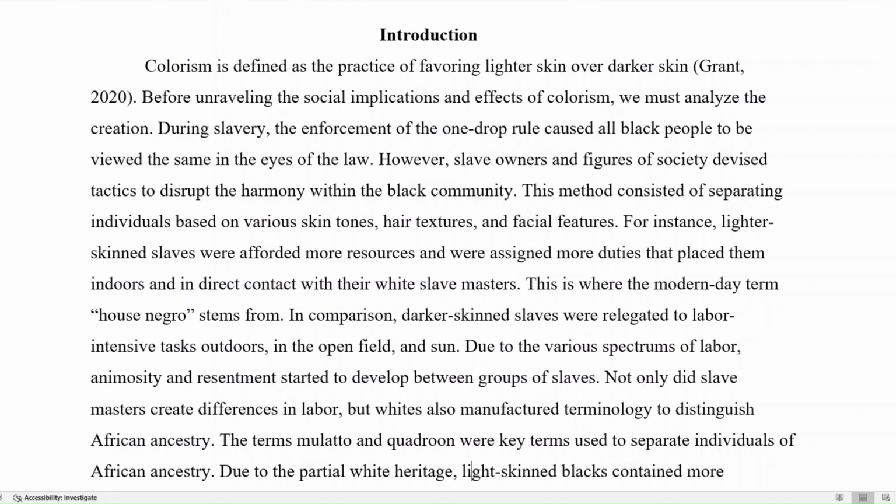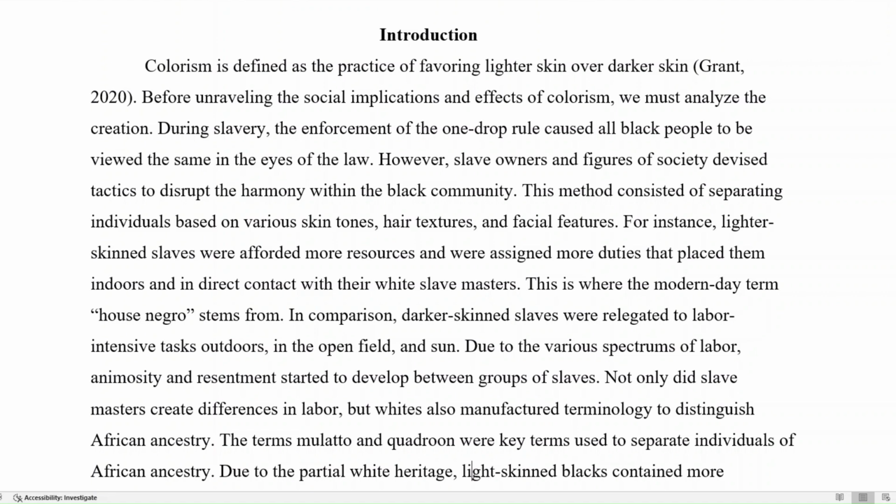For instance, lighter skinned slaves were afforded more resources and were assigned more duties that placed them indoors and in direct contact with their white slave masters. This is where the modern day term house Negroes stems from. In comparison, darker skinned slaves were relegated to labor intensive tasks outdoors in the open field and sun. Due to the various spectrum of labor, animosity and resentment started to develop between groups of slaves.